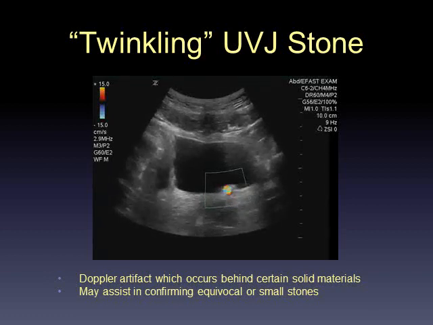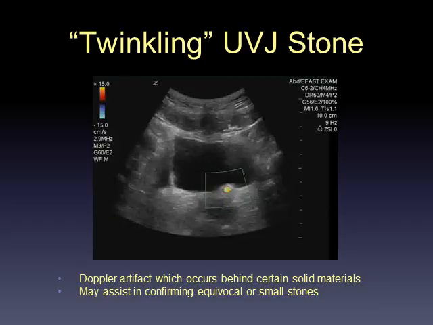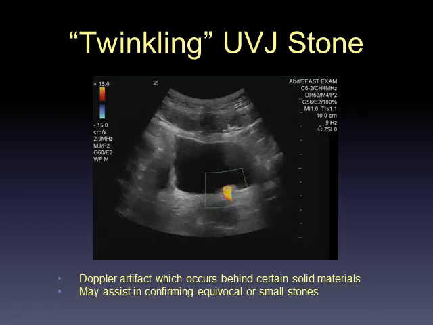Here we have a stone that is impacted at the UVJ and is obscured by the surrounding tissue, so we don't see a white hyperechoic area with shadowing as we would like to. But we do see some distortion, so we put the color flow on and we can see the twinkling. This can be helpful in those situations, or where there's a smaller stone that might not show up so readily on the scan.